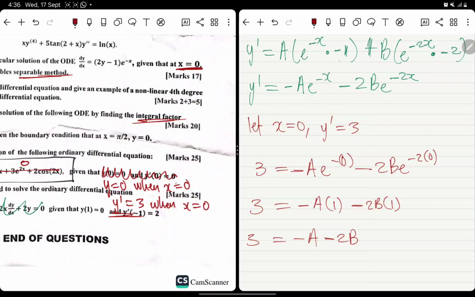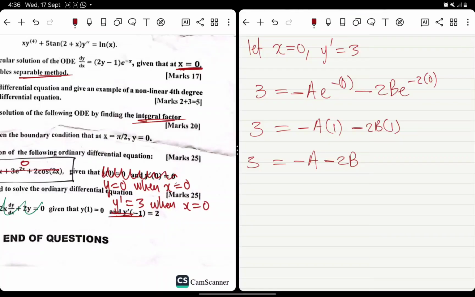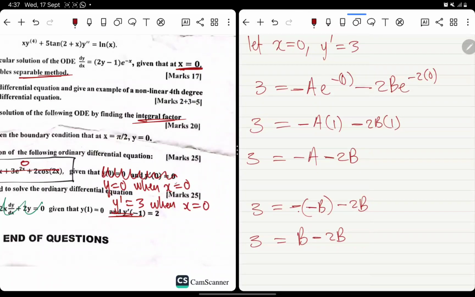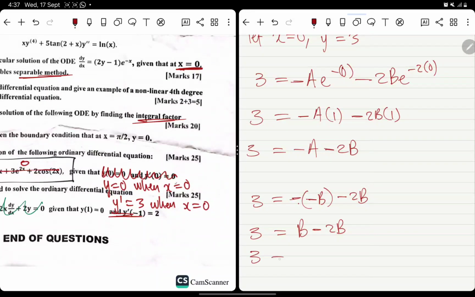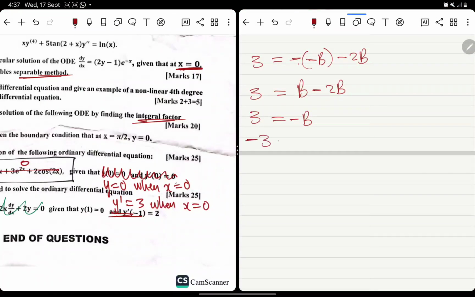Okay, but you have been told in equation 1 that a is negative b. So where there is a, we're now putting negative b. 3 will be equal to negative of a, which is negative b, then minus 2b. So now you're going to have 3 being equal to minus negative b, which is just b, minus 2b, and then b minus 2b is negative b. So 3 will be equal to negative b, which you divide both sides by minus 1. You're going to get negative 3 equal to b. So what do I have? I know my b. B is equal to negative 3.